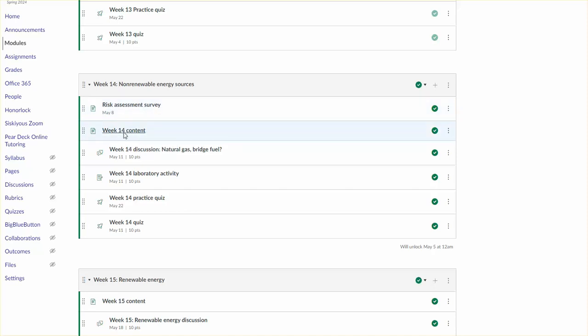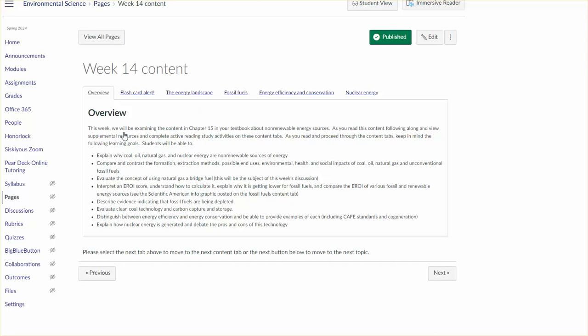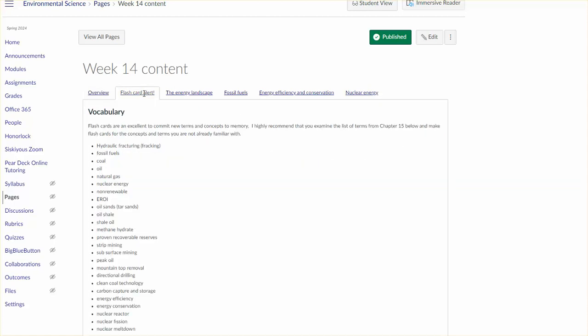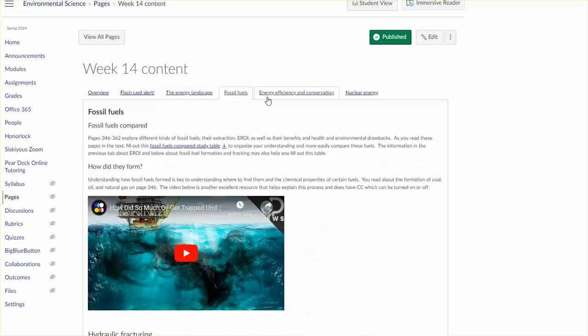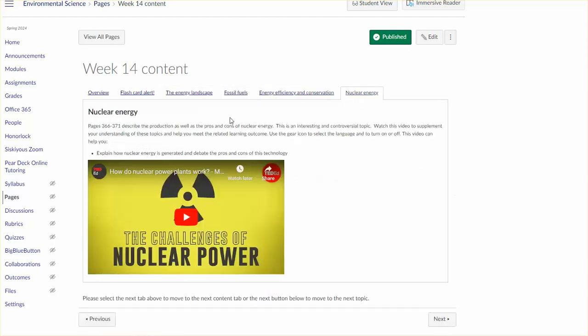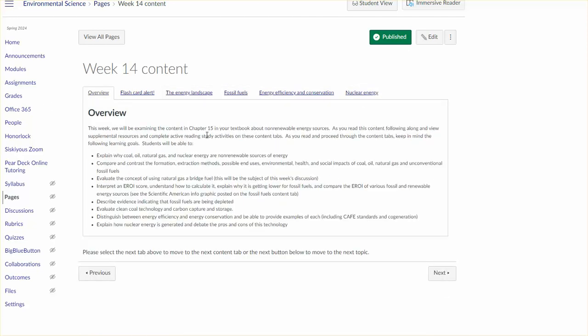So the week 14 content is about non-renewable energy sources. So here are the learning objectives and terms to know. And then the rest of the tabs have some tools to help you get to know this content, which is the content of chapter 15 in your textbook.